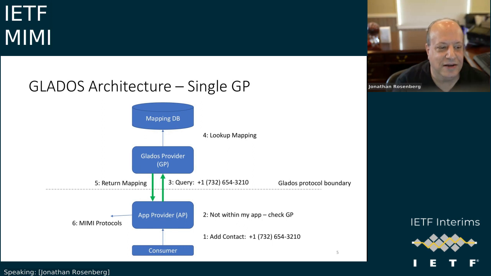Just to explain the simple version, my app provider talks to a discovery provider. So here's the basic protocol. The simple version of the protocol, there's a few different pieces to it, is a simple query response. It's really dumb. It's not complicated. Consumer says, hey, I want to talk to this guy with this phone number.